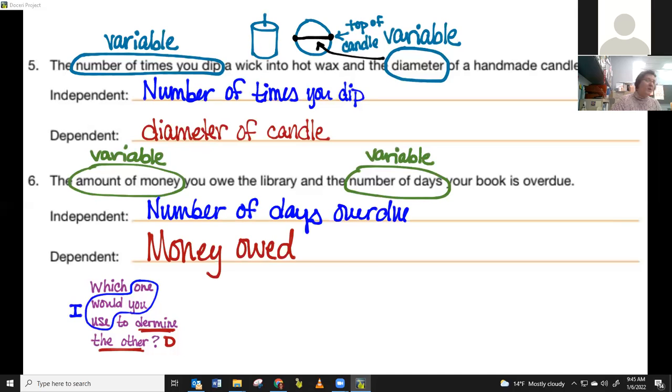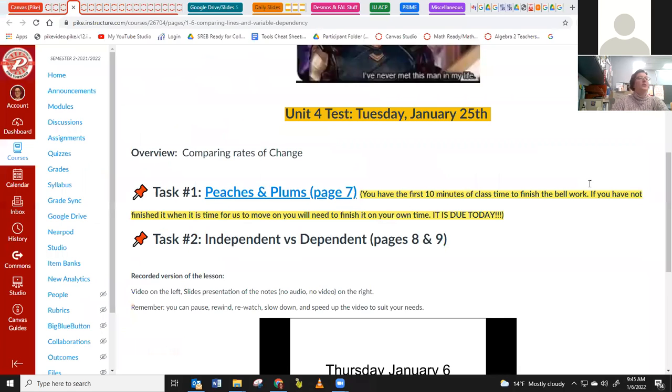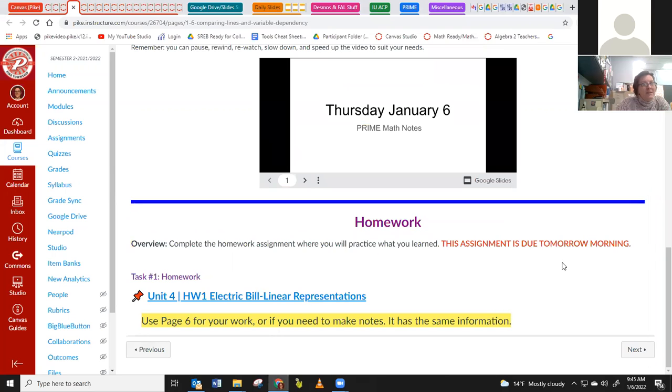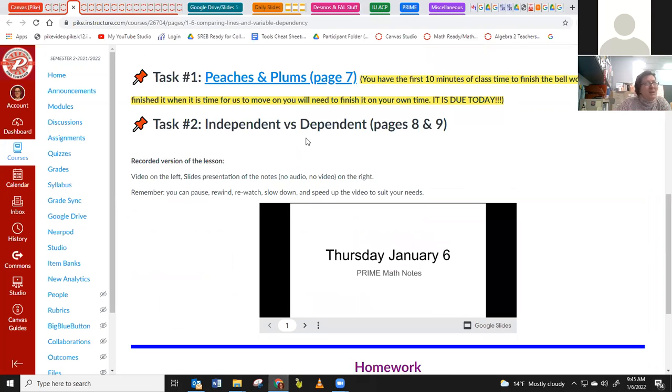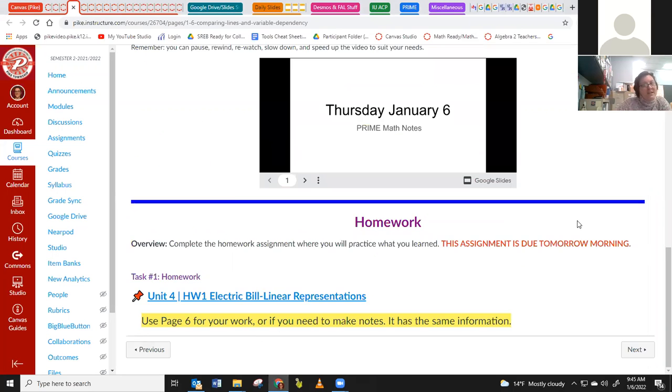All right. For those of you that joined us late, there was a bell work today that we did. You need to complete that before the end of the day. Peaches and plums, very short. You guys do also have a homework assignment tonight. Electric bill, unit 4, homework 1. This is your first real homework. It's due tomorrow morning. It is not long. Honestly, it's about as long as the bell work was. Neither one of these is horribly long. You guys need to finish both of those up. Have the peaches and plums done by the end of the day today, and have the electric bill done by the end of the day tomorrow.